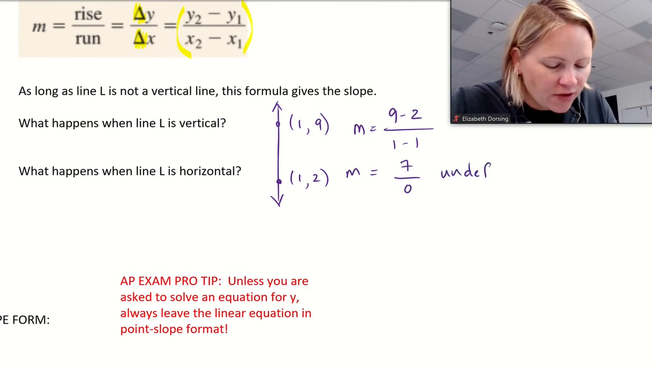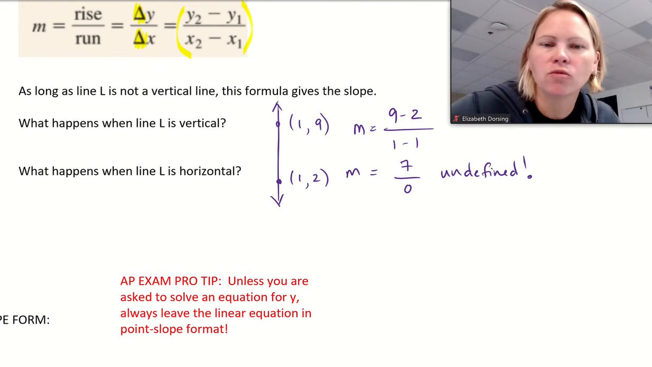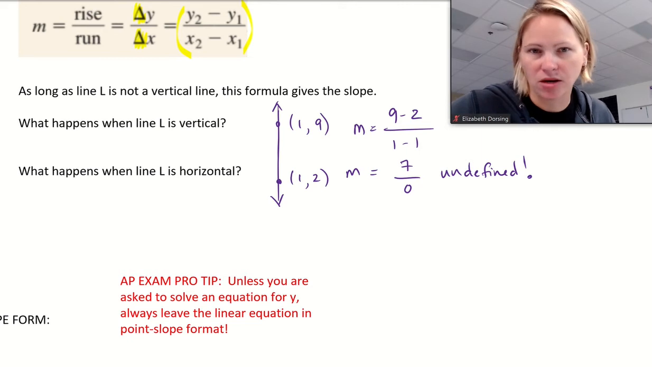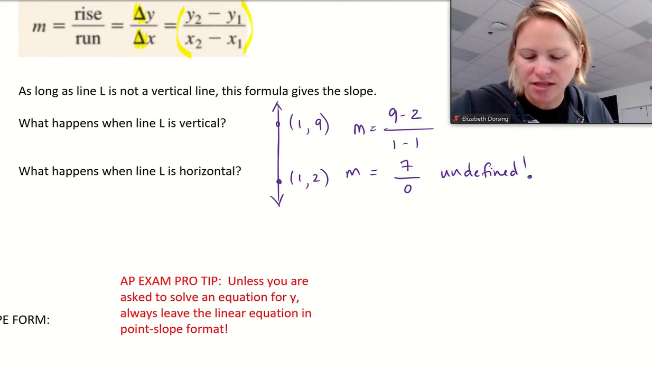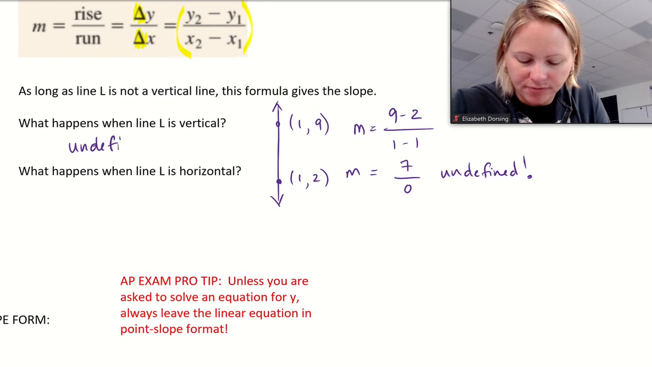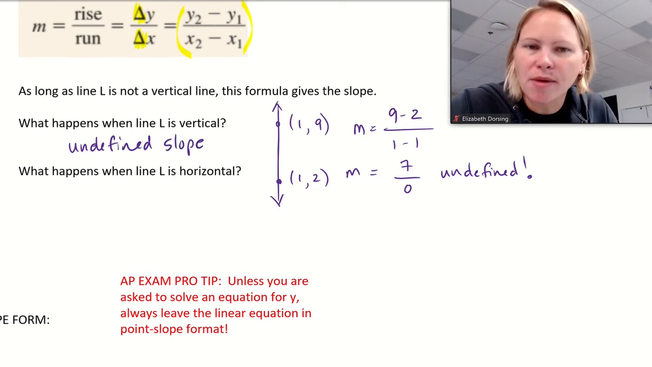Well, that's an undefined value. So when we have a vertical line, the slope formula yields something that's undefined. We can't divide by 0. So we just say that a vertical line has an undefined slope. And that's important to remember.